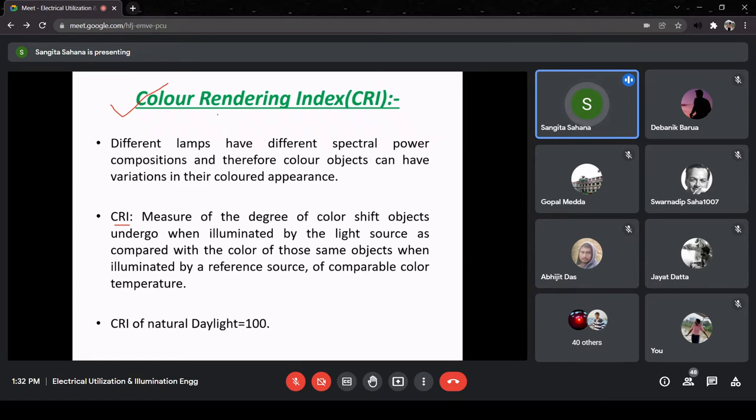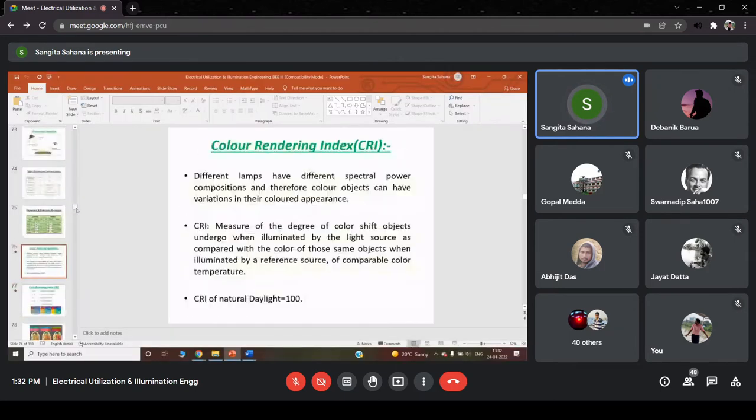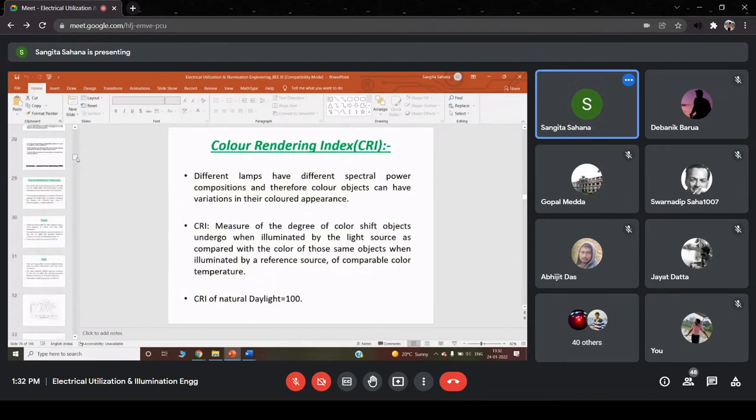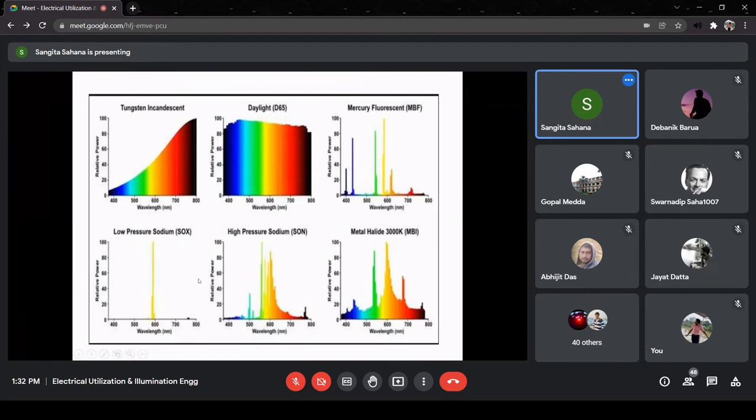How the object color looks under any kind of source depends upon the spectral power composition of the source. So if you look at the spectral power distribution, under daylight you can identify the exact color of any object because in daylight all the colors are present. So how can you identify any red color? Anyone? Any color, for example red.